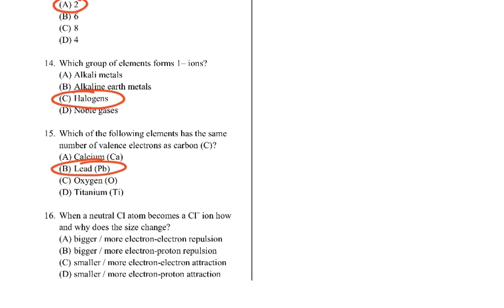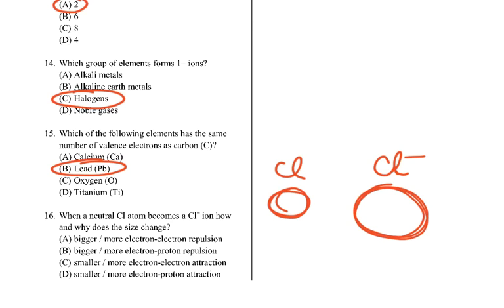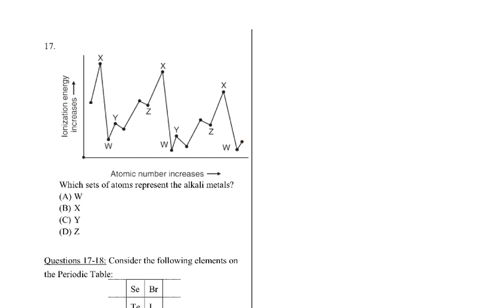16. When a neutral chlorine becomes a chloride ion, how and why does it change? We have chlorine, we have Cl minus. We have another electron in there, so there's more electron-electron repulsion, so it gets bigger. So we're looking for bigger, and it's because it has more electron-electron repulsion. So this is the answer: bigger because it has more electron-electron repulsion. More electrons, therefore more repulsion.